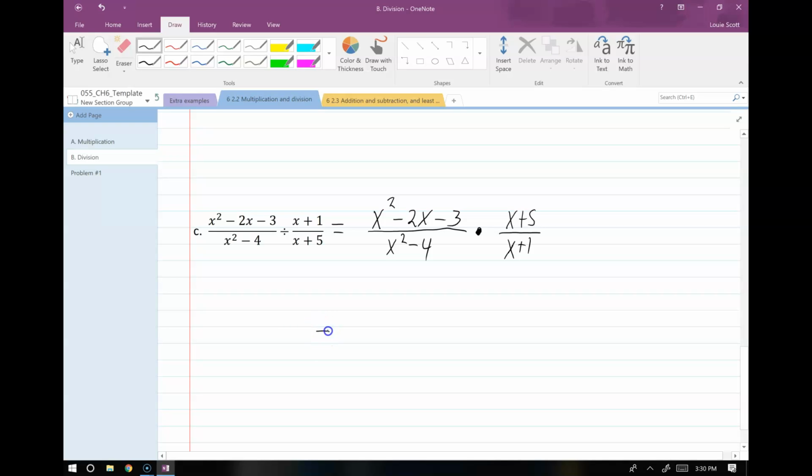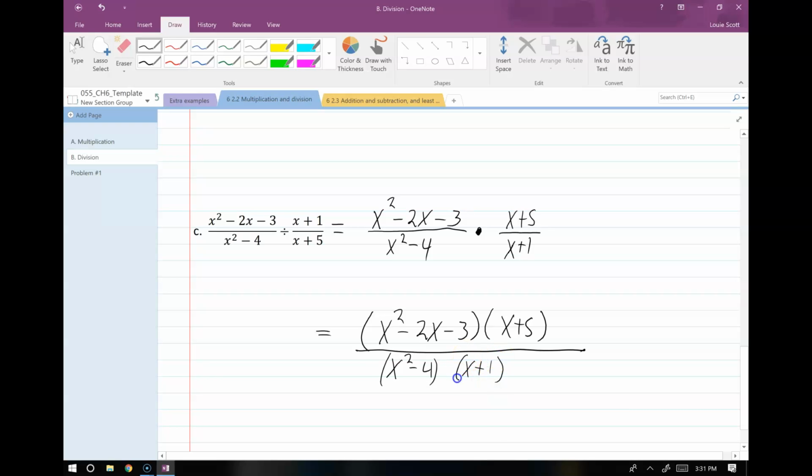All right, so now that we have flipped and turned it to multiplication, we take this next step that might not be necessary in your homework, but I like to do it for now. So I have x squared minus 2x minus 3 times x plus 5 over x squared minus 4 times x plus 1.